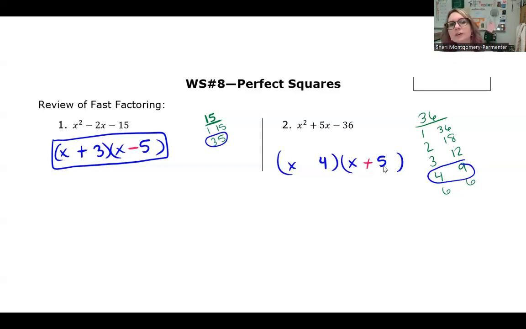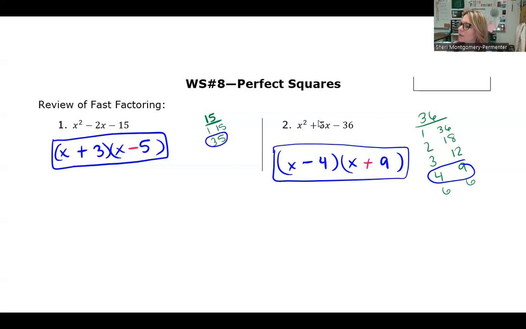If I have 5, hold on, why'd I put 5 in there? I should have put 9. There we go. If I have 9, would I add or subtract to make 5? Subtract. There we go.